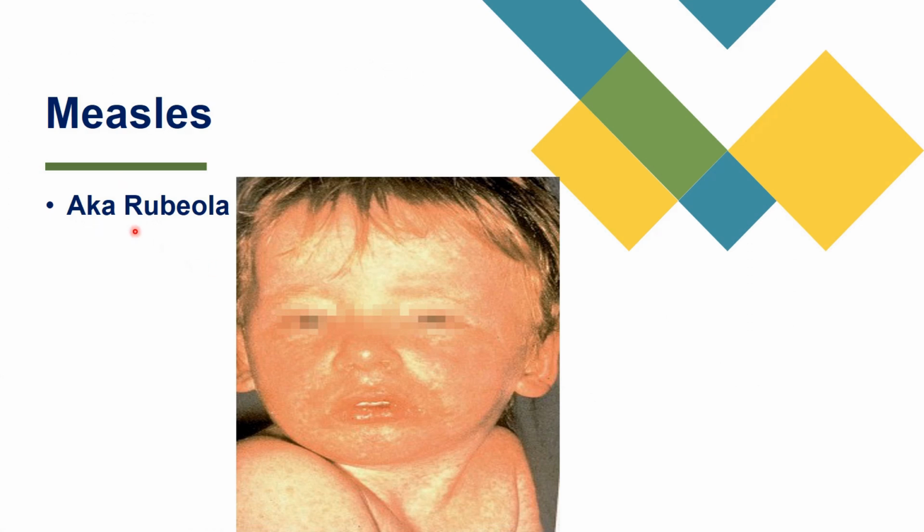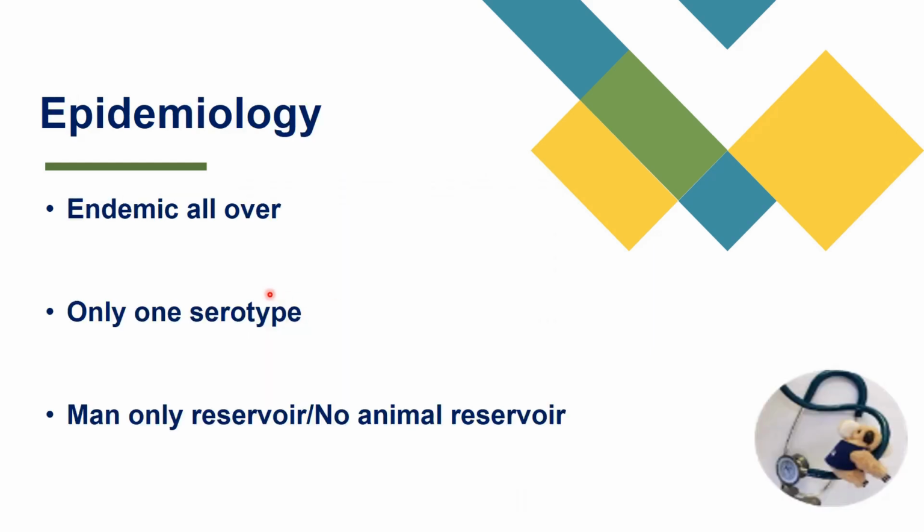So measles is also known as rubeola, and in the picture you can see this is a rash of measles. It is common all over the world, so it can be endemic in different places. In measles there is only one serotype, and man is the only reservoir. There is no animal reservoir in measles.